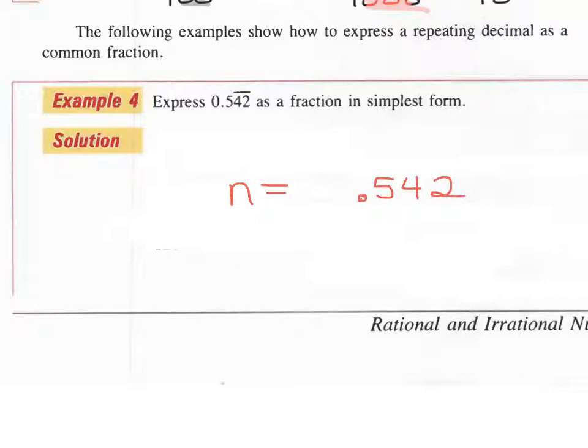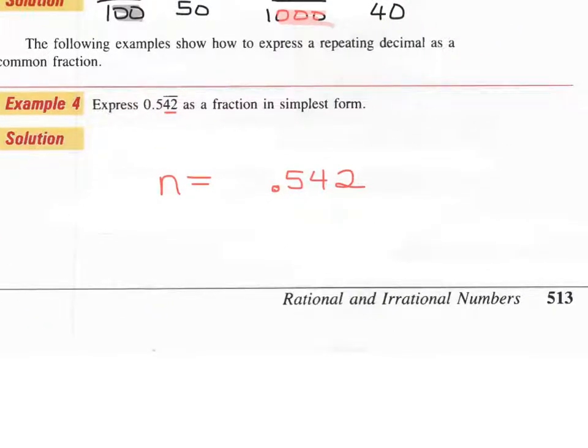Next, however many numbers repeat, and notice here there are 2 numbers that repeat, I am going to multiply by 100. Now, if only 1 number repeated, then I'd multiply it by 10. So basically, the number of digits that repeat is going to be the exponent. I have 2 repeating, so there are 2 numbers that repeat, and I'm going to multiply by 100.